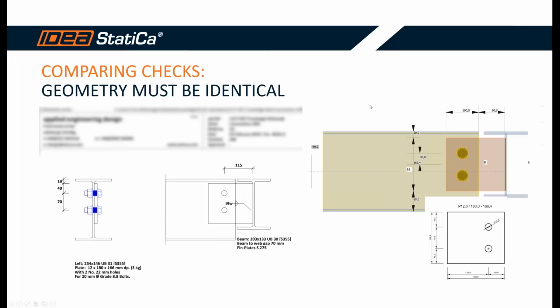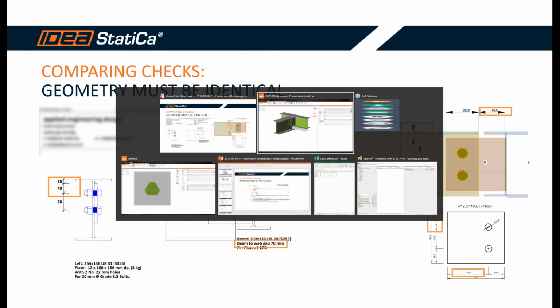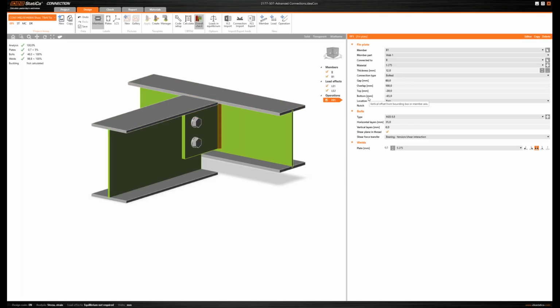First, when we compare connections, we must make sure that the geometry is identical. Now, in this case, the client used a different gap for our fin plate. He used a different distance of the bolts from the welded end of the fin plate, and last, he used different distances from the top. So let's go back to our model and modify this a little bit.